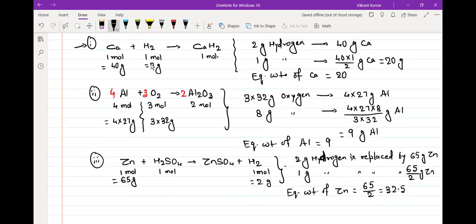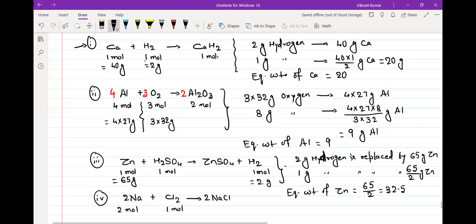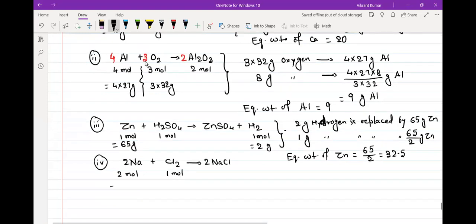So, I will also give an example of chloride. Like if I am having, let's talk about sodium. And the balancing is very simple. I can write here 2 and I can write here 2. That means we are saying 2 moles of sodium will react with 1 mole of chlorine, and the mass of 2 moles will be 2 into 23 gram and the mass of 1 mole will be 71 gram.